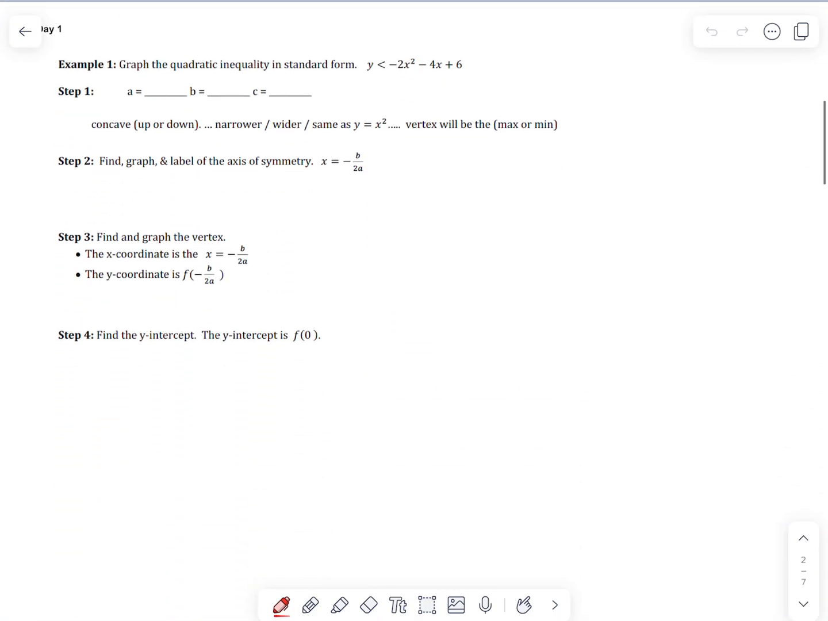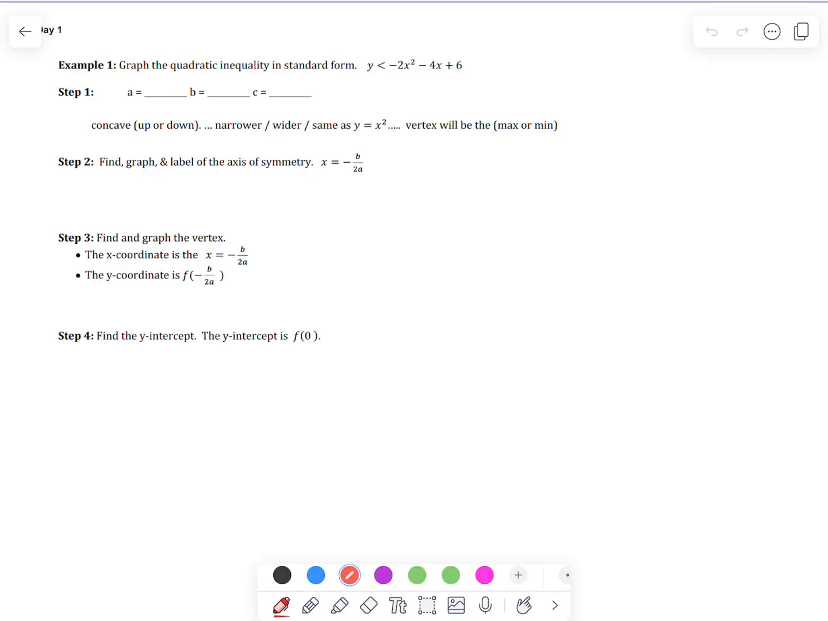So here's our first example. Graph the quadratic inequality that is in standard form. So we have y less than negative 2x squared minus 4x plus 6. So I'm just going to go ahead and change that to an equation. Y equals negative 2x squared minus 4x plus 6. And then we would identify the a value, the b, and the c.